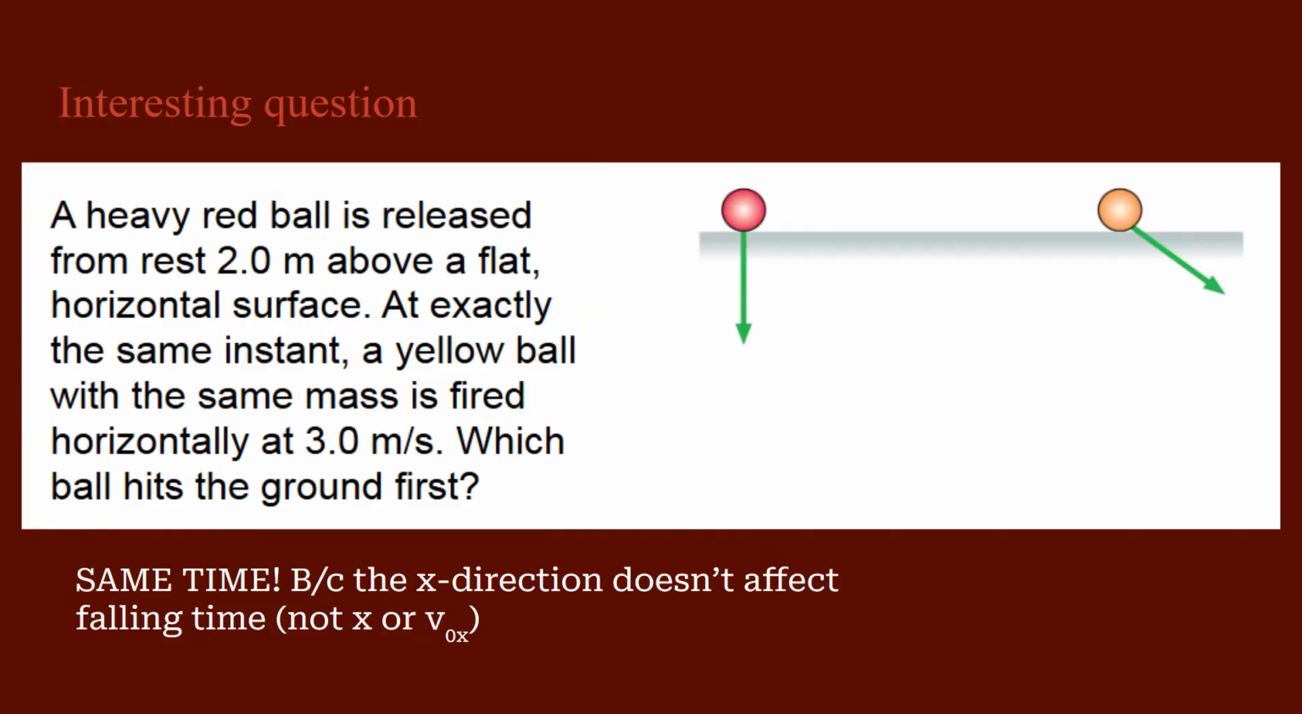So the distance that it's going for it falling is the y direction. So something that happens in the x direction is not going to affect the falling time. So not an x distance or x velocity. It will not change because these are independent of each other.